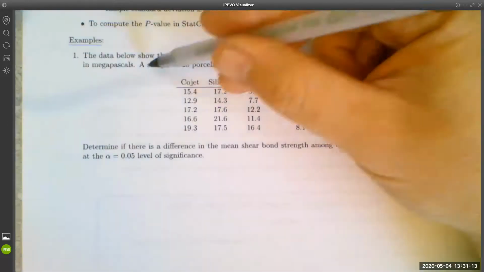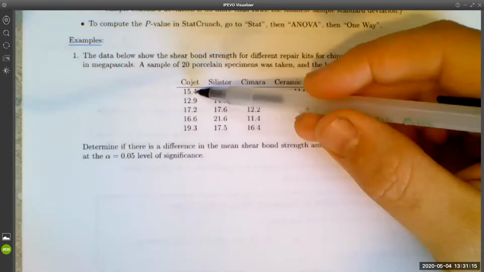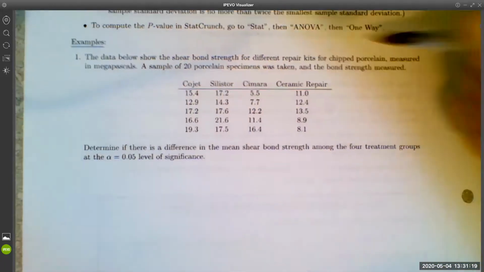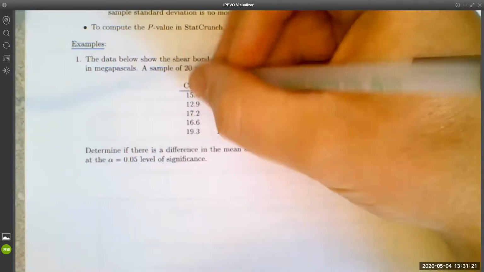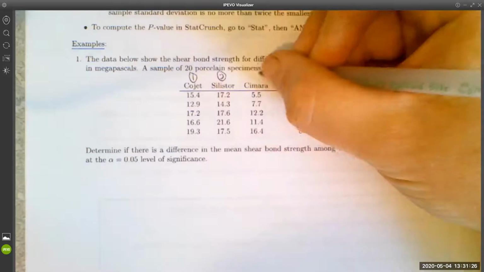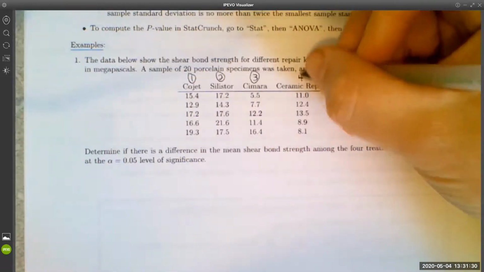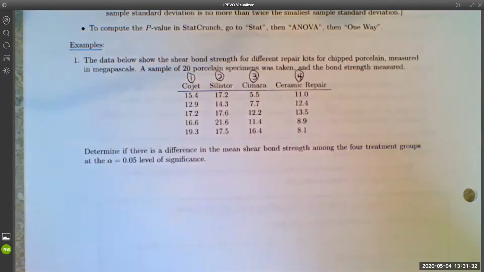Okay, so it was a sample of 20 porcelain specimens, but it looks like they did 5 for each different kind of repair kit. So each repair kit has a sample size of 5, I suppose you could say. I'm going to call Kojak Group 1, Sillistor Group 2, Samara, or however you say that, Group 3, and Ceramic Repair Group 4. Let's see if there's a difference in the bond strength of these different kits.